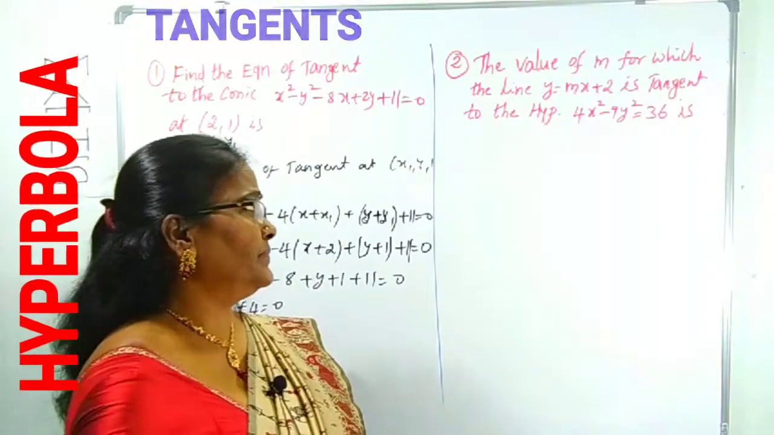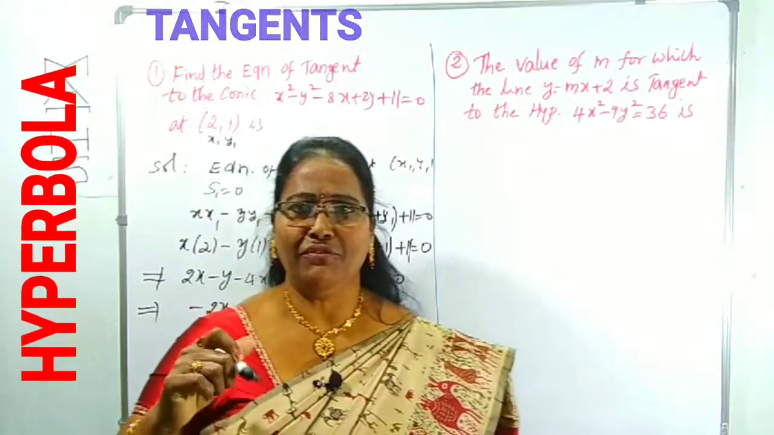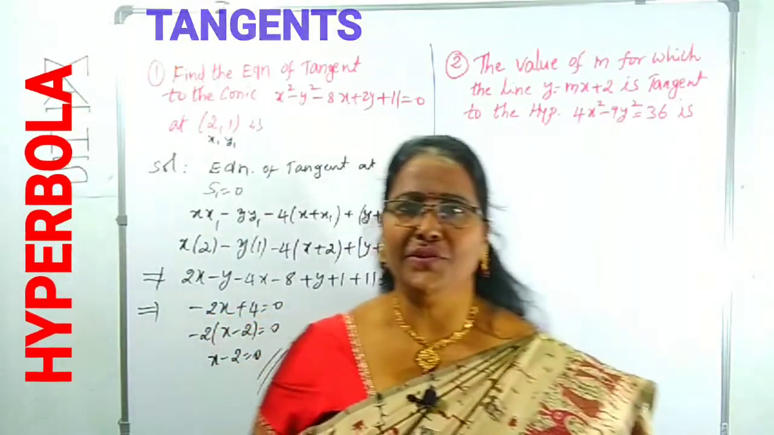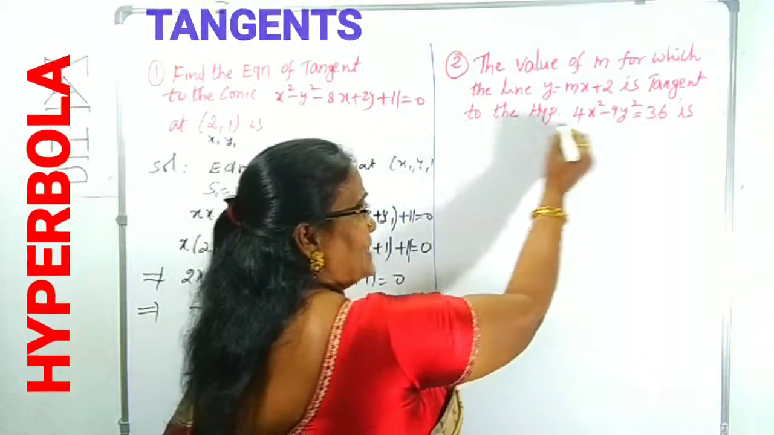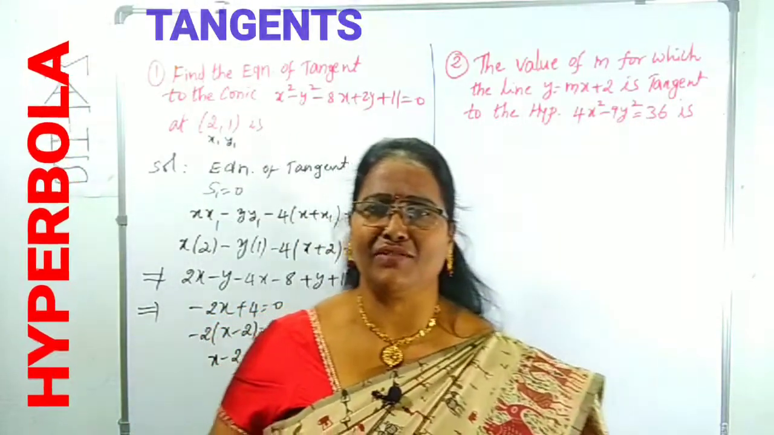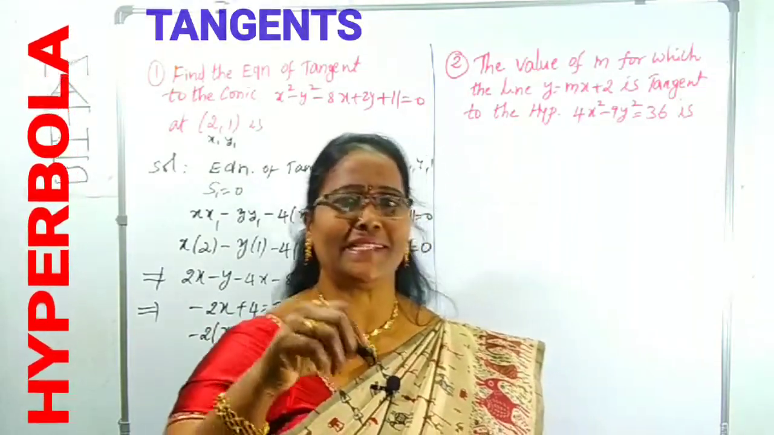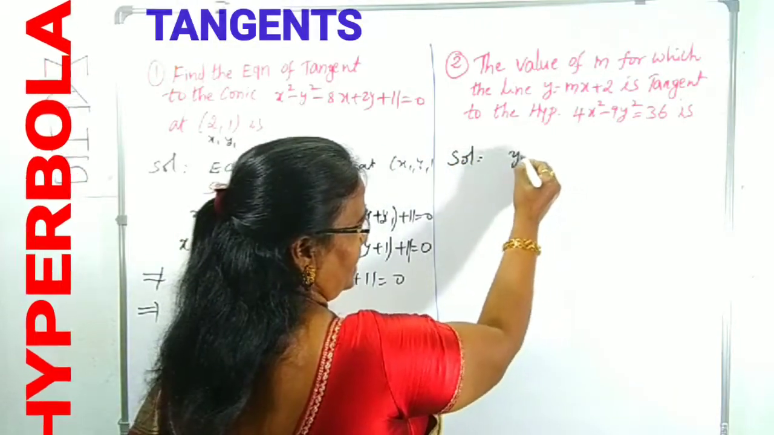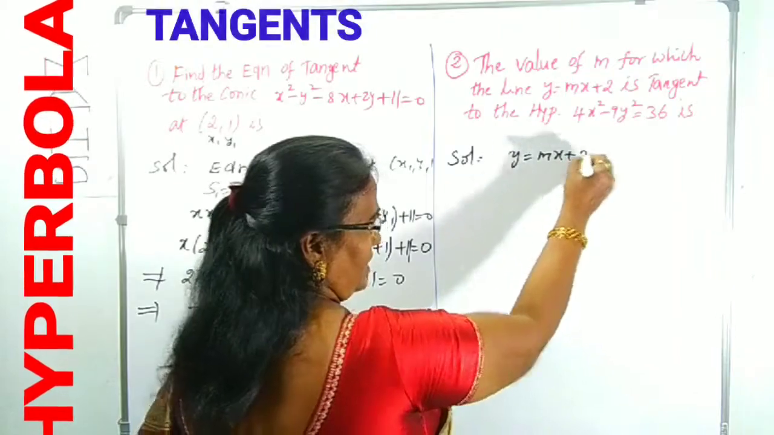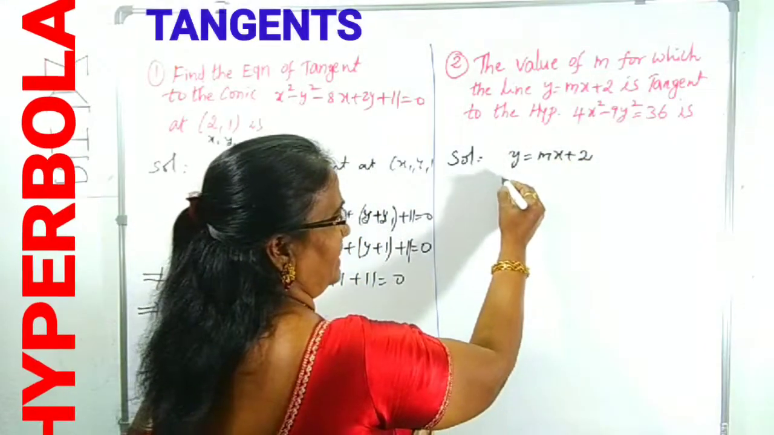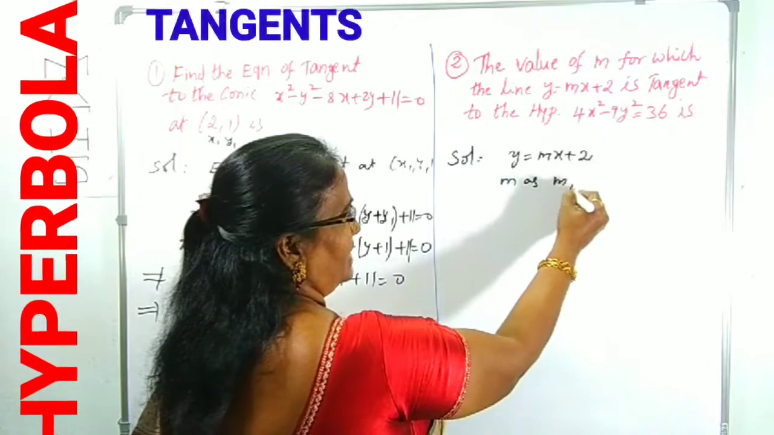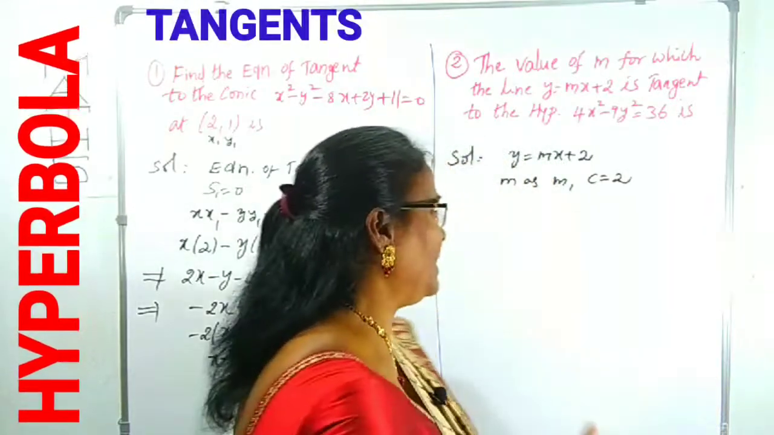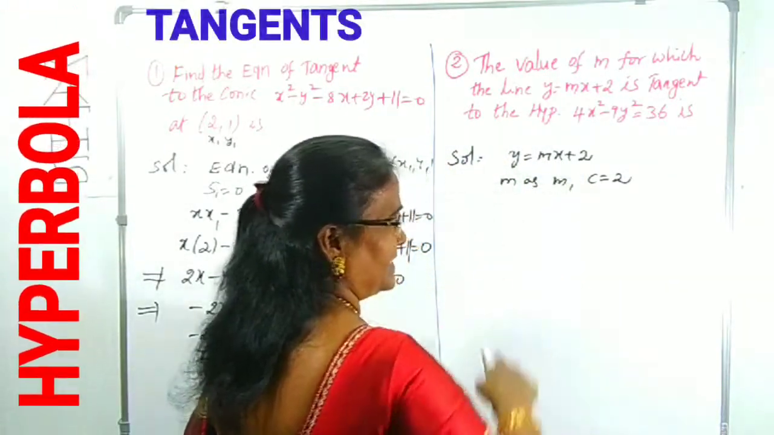Number 2, what is he asking? The value of m for which the line, what is the line? y equals mx plus 2 is tangent to this hyperbola. One line is given, y equals mx plus 2, tangent to the hyperbola. For that, simply take the line y equals mx plus 2. Given the condition of tangency, where m is m only and c is 2, we can compare with y equals mx plus c. In place of m is m only, but in c's place 2 is there.